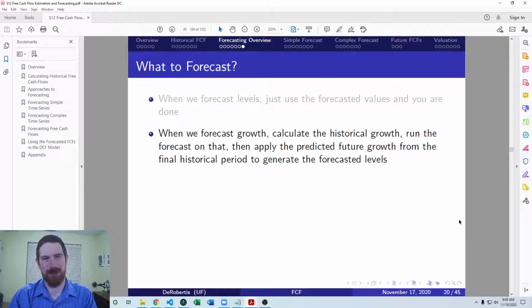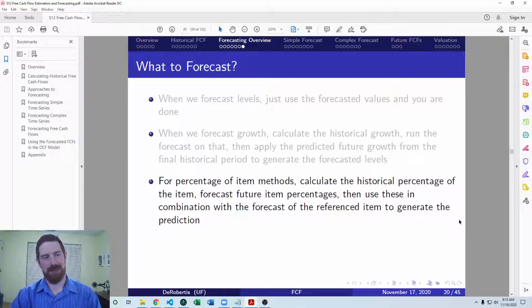So when you want to forecast using the growth rates, what you do is you first calculate the historical growth rates through the percentage change, and then you run the forecast with the growth numbers instead of the original numbers, and that will allow you to predict the future growth. And then you take the most recent level and you multiply it by 1 plus next period's growth rate, and keep doing that with each future growth rate to get the level forecasted into the future.